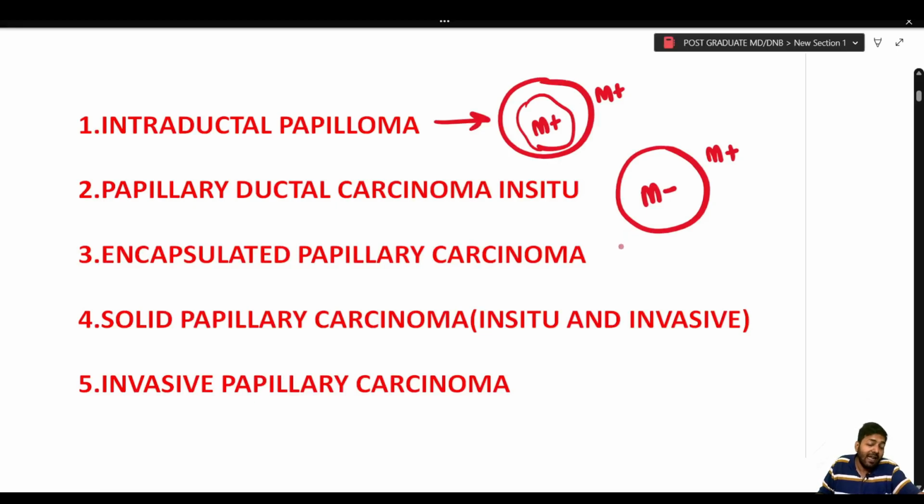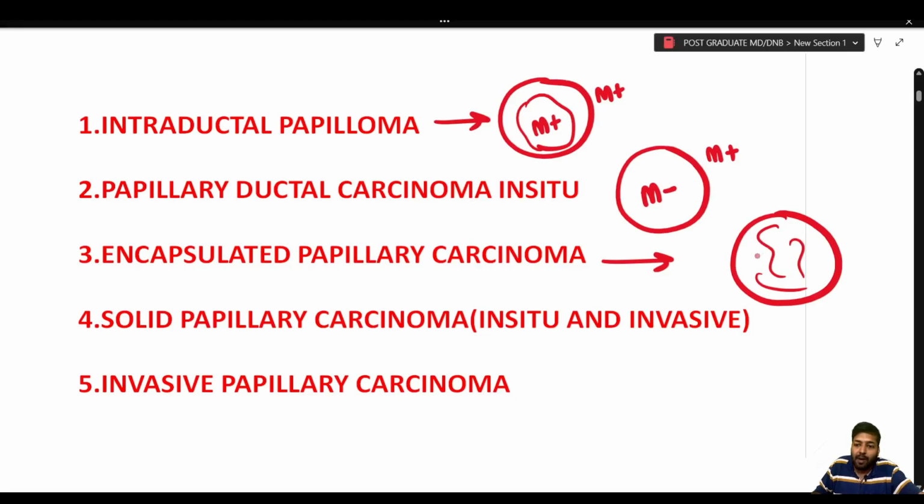Then we are looking at the encapsulated papillary carcinoma. In case of encapsulated papillary carcinoma, if this is the duct, and over here you have the papillary lesion, the myoepithelial cells will be negative both in the lesion as well as outside. But one important thing you have to understand: though the myoepithelial cells are absent in the center as well as in the periphery, the lesion is characteristically encapsulated, within a fibrous tissue.